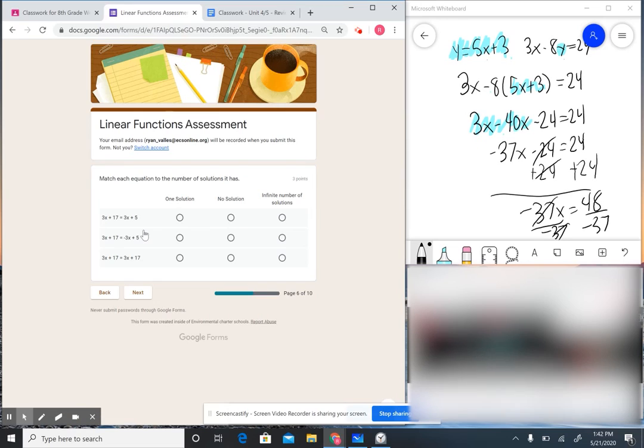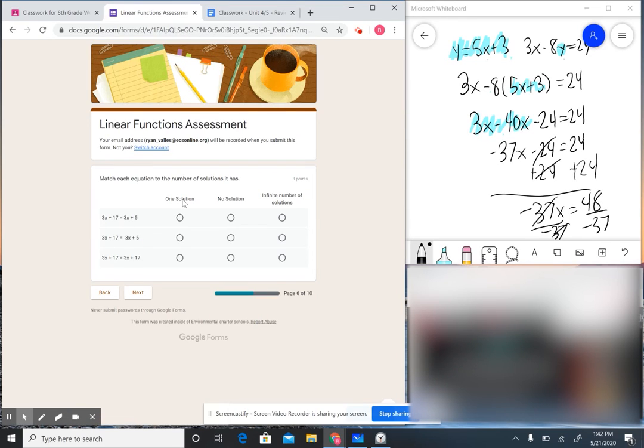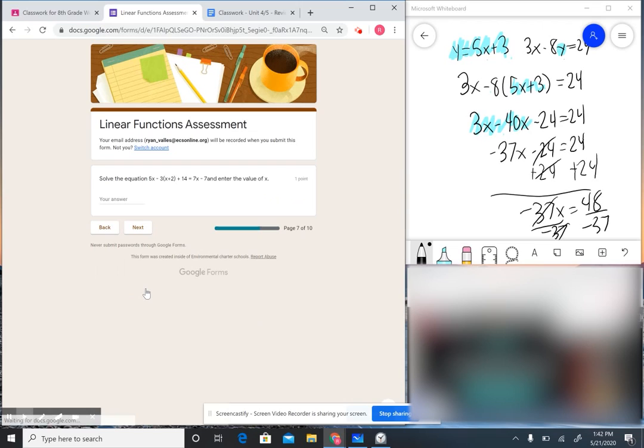And then this one, you're gonna decide if it's one solution, no solution, or infinitely many. You can't mark more than one on this one, right? Just one per row. One per row, right? One per row. And so make sure those are not the answers. Don't think those are. So from this one, just solve for x, right?